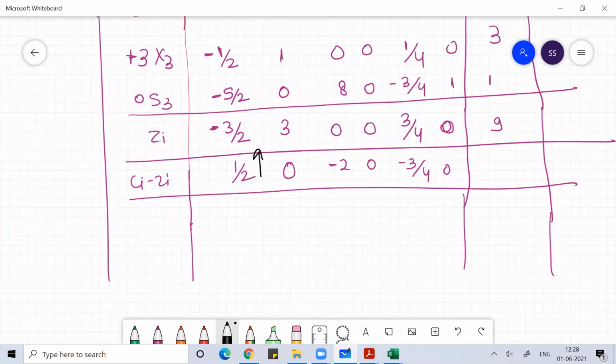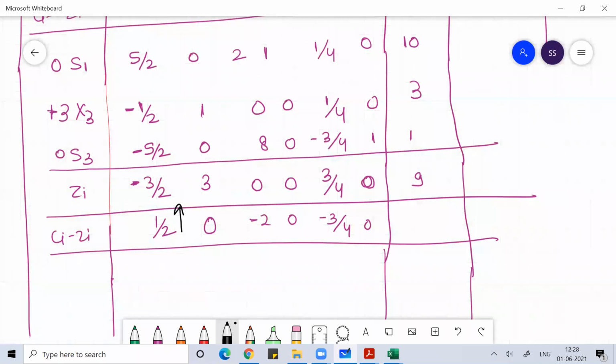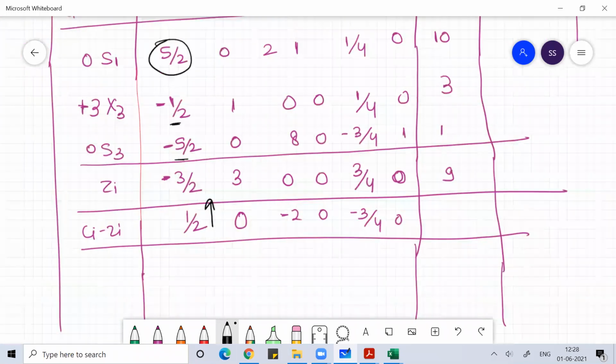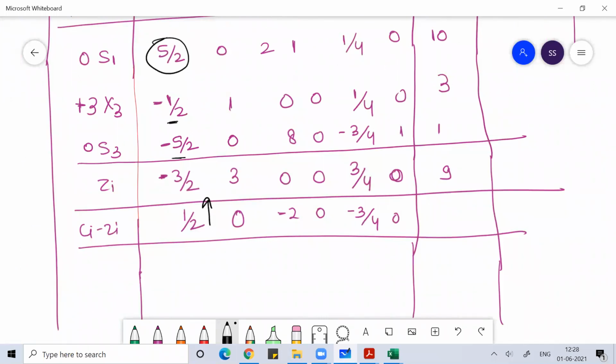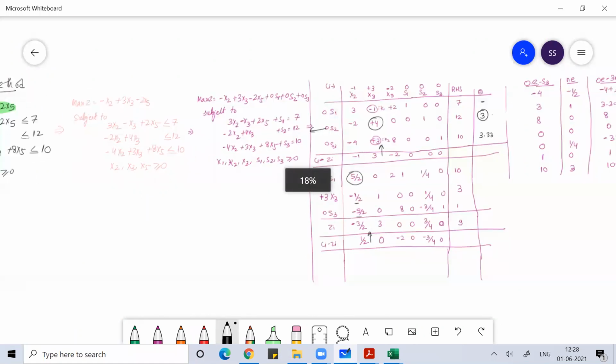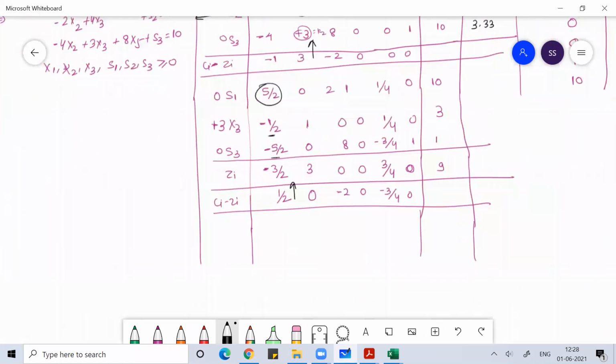Okay, so that means x1 will come, and x1 will replace whom? Only one option is there, because this is again minus 1 by 2. X1 can only replace S1. Okay, this would be your pivot element. So here you can see x1 will replace s1.